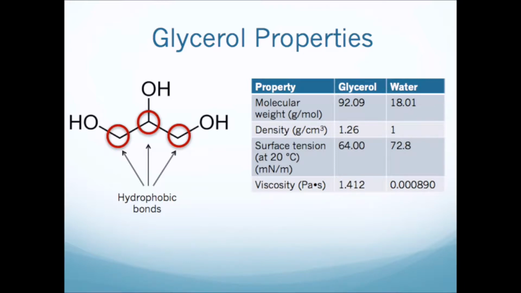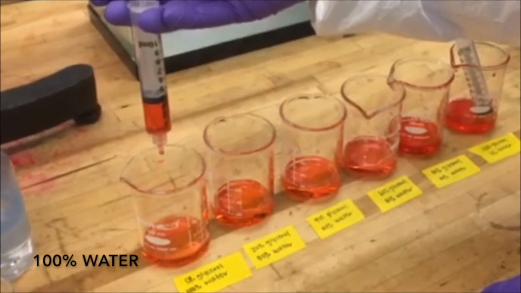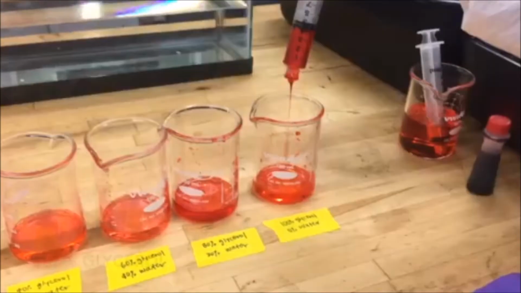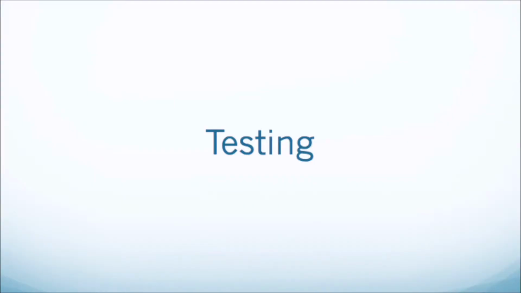To study the implications of these properties, we dropped a fluid into another fluid. We analyzed 6 different solutions with varying water to glycerol ratios. Red food coloring was added for easier observation. As you can see, water drops from the syringe at a faster speed than the glycerol does and is visibly less viscous. Let's see how our droplets enter a body of water.